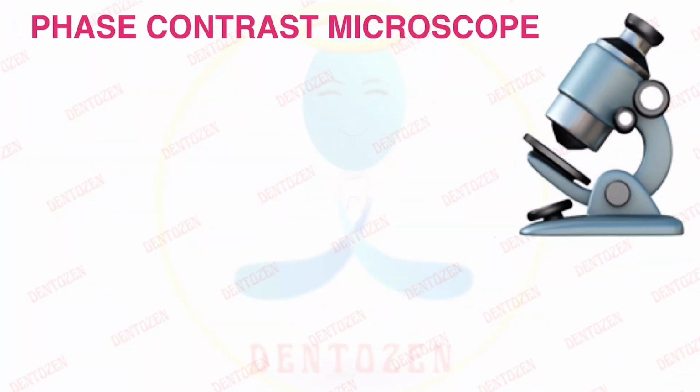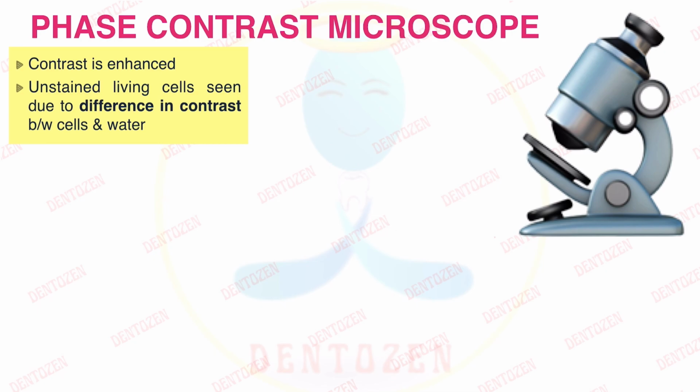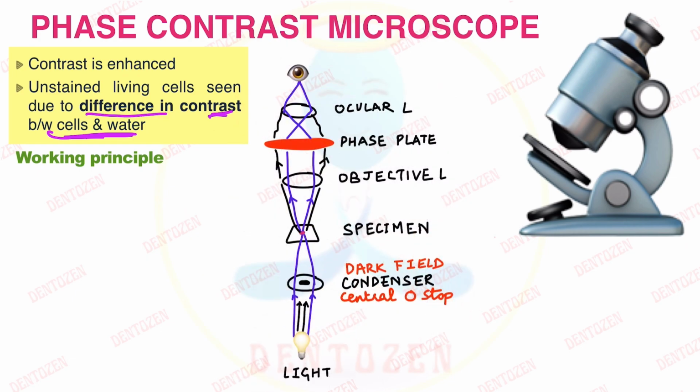Now next is the phase contrast microscope. The contrast between the specimen and the background can further be increased by a special type of microscope. Contrast is enhanced there because of the difference in the refractive properties between the cells and the water. So let's see how that is done. Let's see the working principle. So again, the condenser is similar to the dark field condenser.